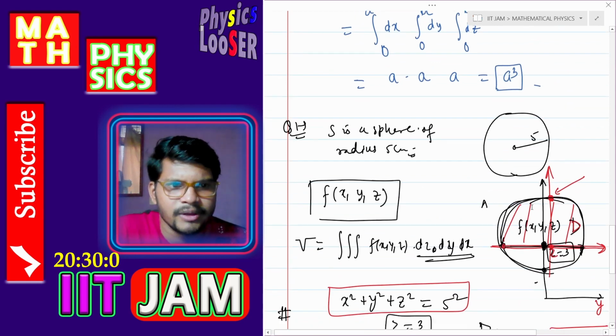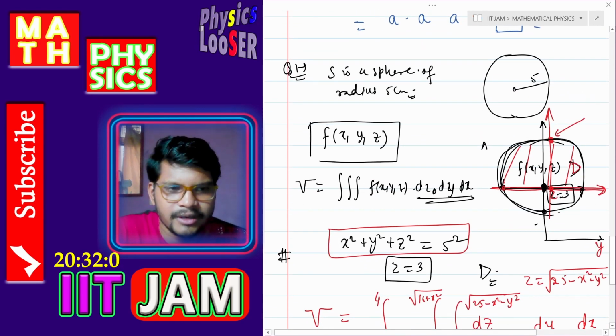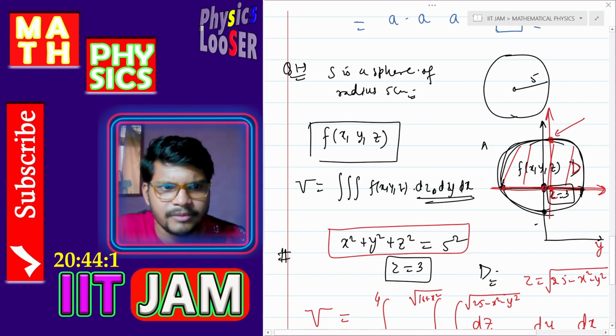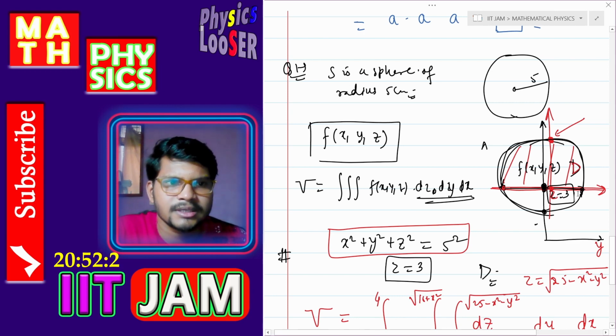So what we have done over here is that first we have drawn a sphere, and this sphere is spanning over the x, y and z axes, and there is a plane z is equal to 3 which is inside the sphere. Now you have to take the integral from z is equal to 3 to the upper side. So whatever function we are constraining, this is constrained inside the sphere.